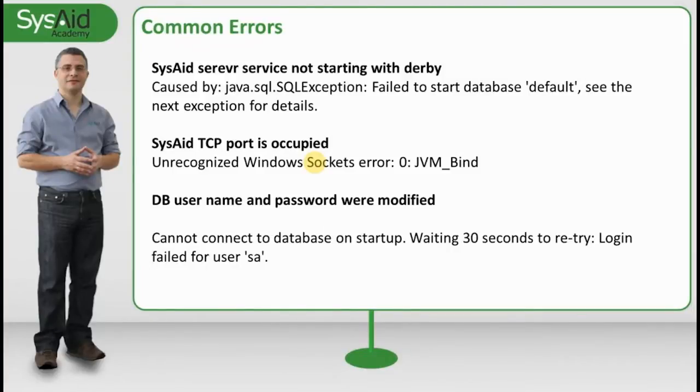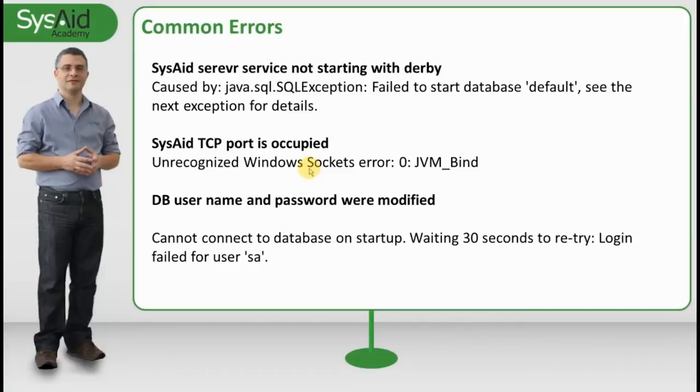The second thing that is very common is that the TCP port is occupied by another software. For some reason, someone just installed another software that is using the same port that SysAid is using. So if we go to the log files, to the wrapper log file, we will see this error: Unrecognized Windows socket error, JVM bind. When we see JVM bind, this can give us a clue that the port is occupied by another software.